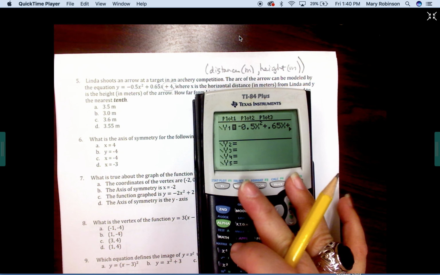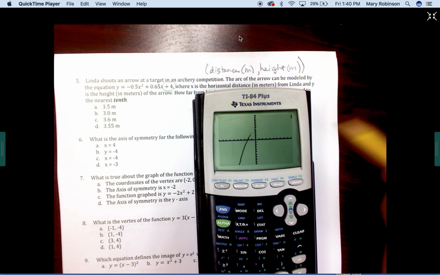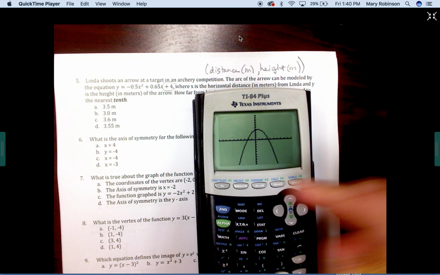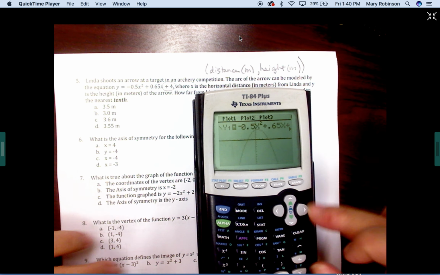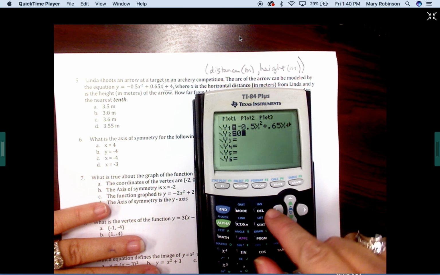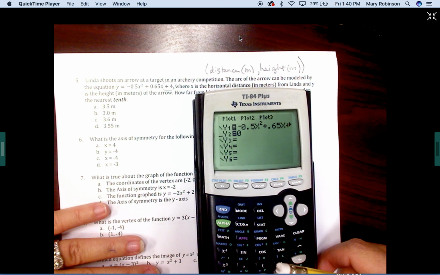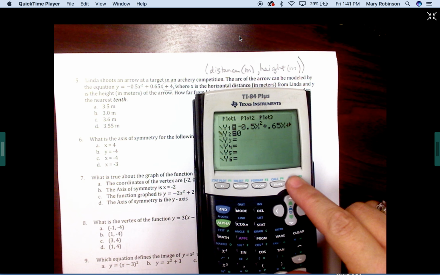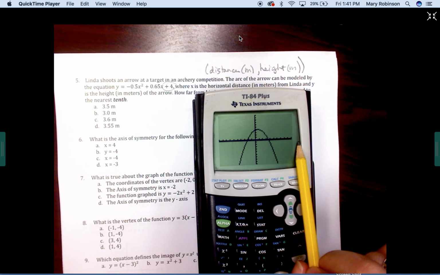Okay, and if we hit graph, there's her 4 feet. It goes slightly up and then comes back down pretty quickly. If I want to find when it hits the ground, I want to find the intersection with the x-axis, which is at y equals 0. So go to y2, put in 0, move to the left and make it bold. Hit graph, and there's my y equals 0.